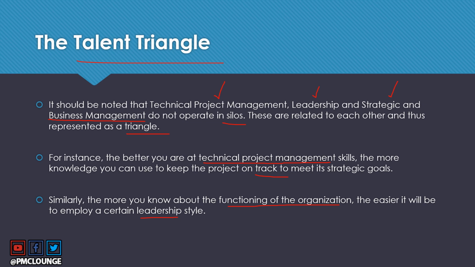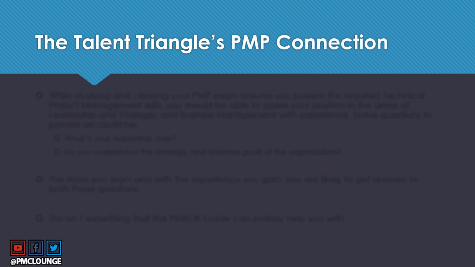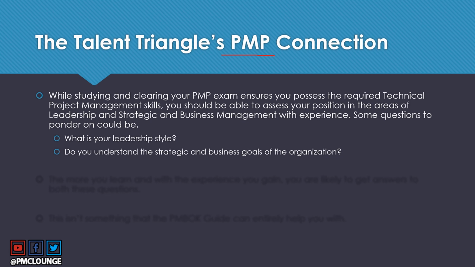So this is how the talent triangle, the three aspects of the role of a project manager, are intertwined. So let's talk about the talent triangle's connection with the PMP exam, because there is one. So when you study for your PMP exam and you clear your PMP exam, you get one piece of the triangle, which is the technical project management skills.